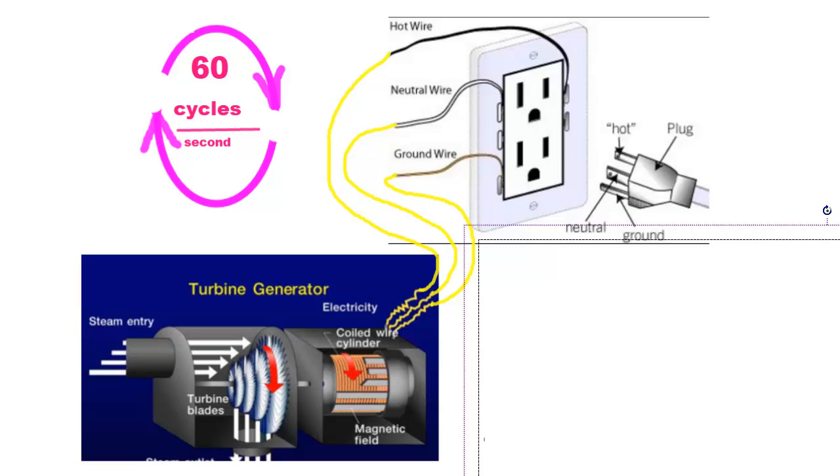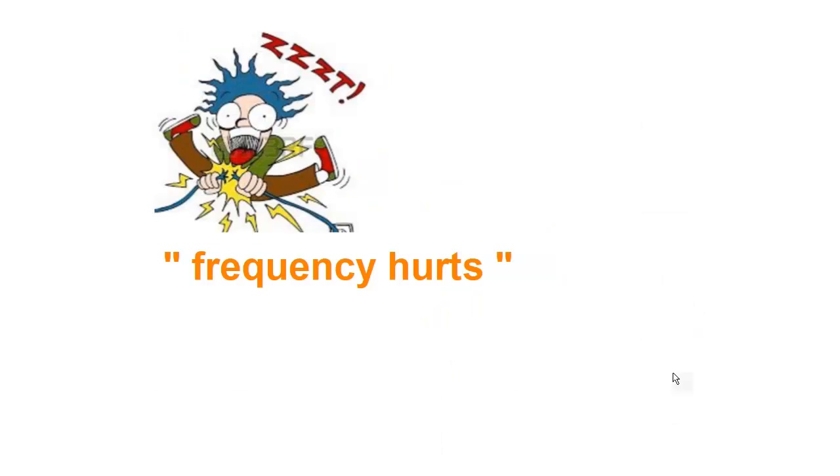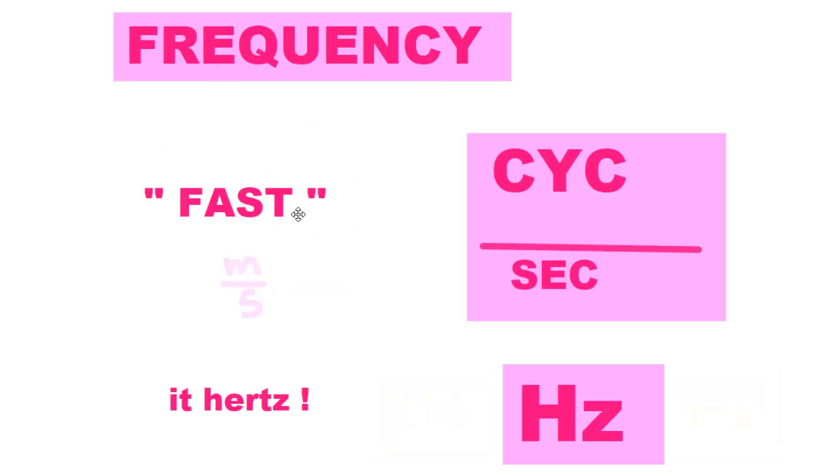What happens when you stick your finger in a socket? Bzzzt. You get zapped. Right? You get zapped and it hurts. Frequency hurts. This is our memorization aid for you. Frequency hurts. So I need you to know that frequency is also called hertz. Frequency, fast. Cycles per second, hertz.